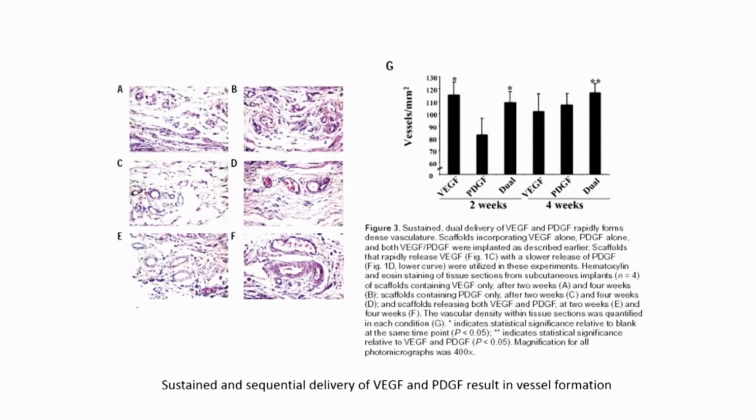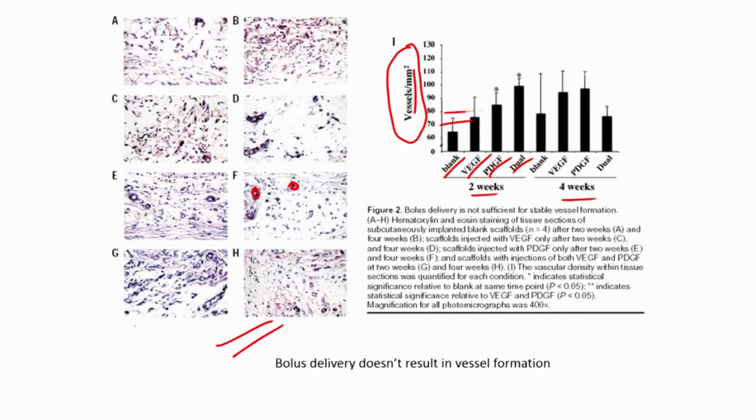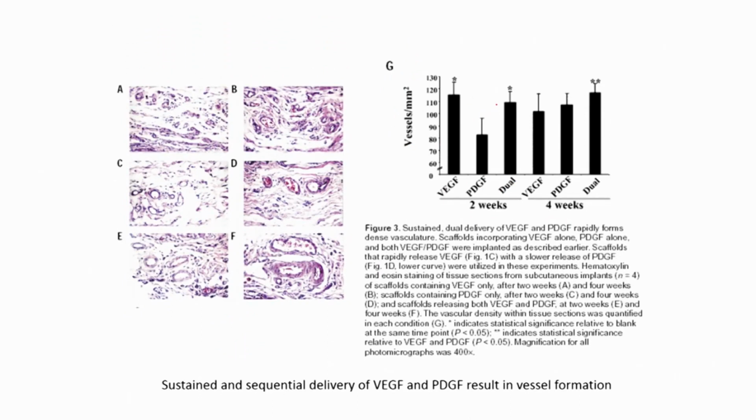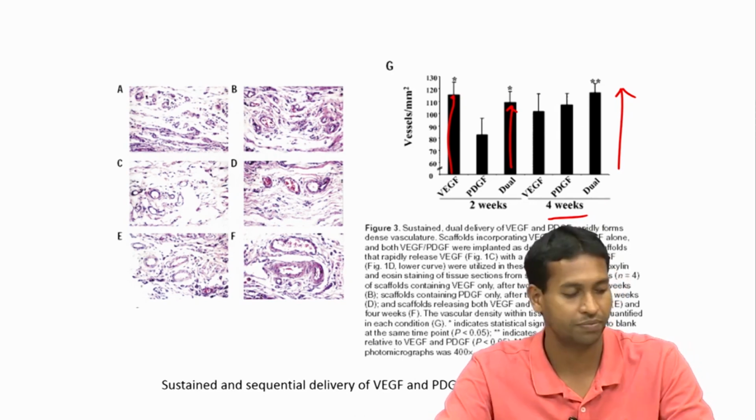Whereas, if you do a sustained release, so remember how you were getting these values to be about 70, 80, in this case now they have done a sustained and sequential delivery. What they see now is if they only release one, it goes up to a certain value in 2 weeks, and if they do dual, it also again goes up to a certain value, and then at 4 weeks they also get good enhancement with both these deliveries. So, again the numbers are much higher. So, it is a better system rather than just giving a bolus injection. So, just one way of how you can cause the blood vessels to grow into your tissue.